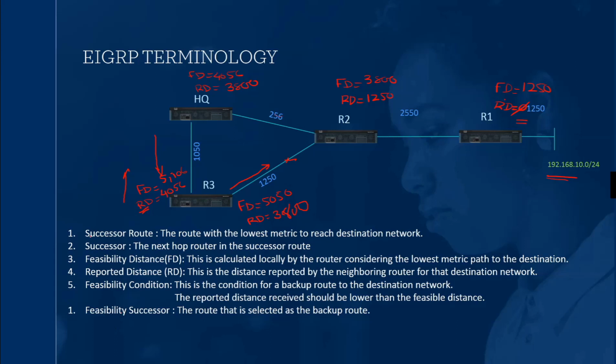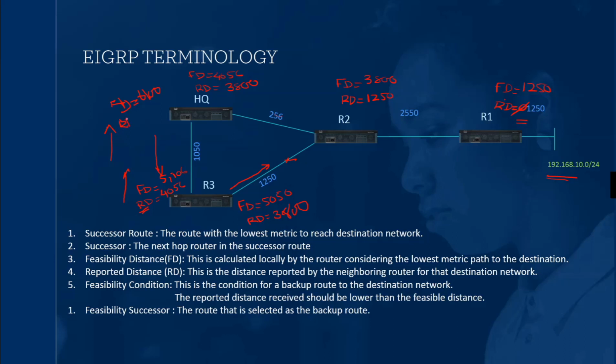So let's go over it again. Successor route means the best route, which will have the lowest metric to the destination. From R3's perspective, the best route will be this way, from here to here. If you calculate, this will be the best route, right? But if it cannot go this way, because the feasibility distance from this perspective will be 6,100. Sorry, my writing is not good because my pen stopped working all of a sudden.